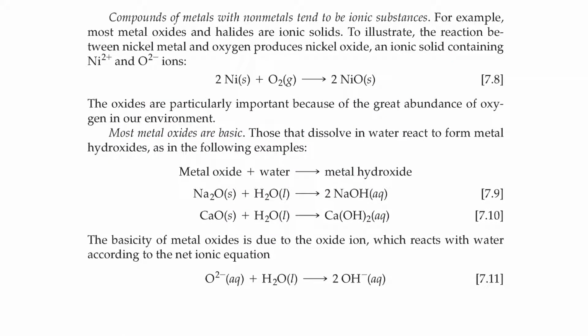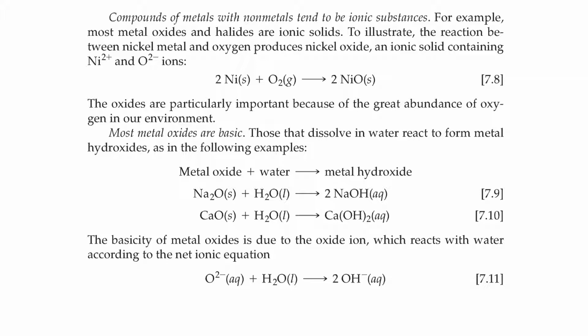Compounds of metals with nonmetals tend to be ionic substances. For example, most metal oxides and halides are ionic solids. To illustrate, the reaction between nickel metal and oxygen produces nickel oxide, an ionic solid containing nickel 2+ and oxygen 2- ions. The oxides are particularly important because of the great abundance of oxygen in our environment.